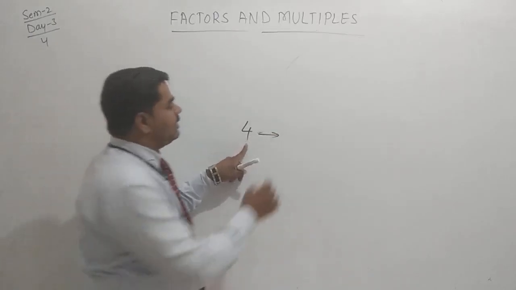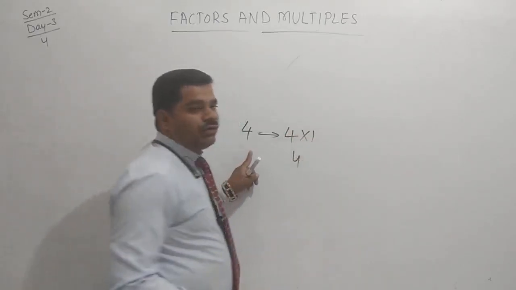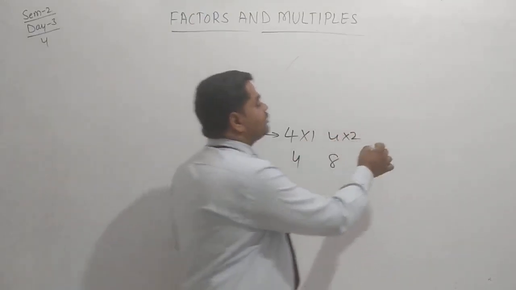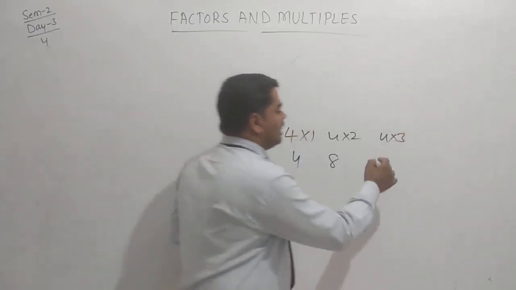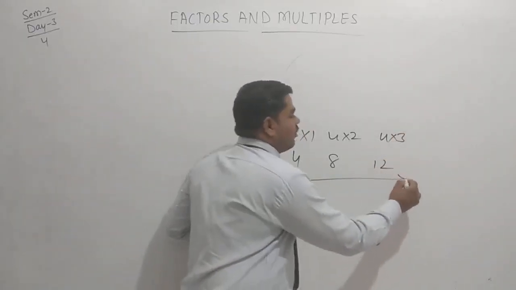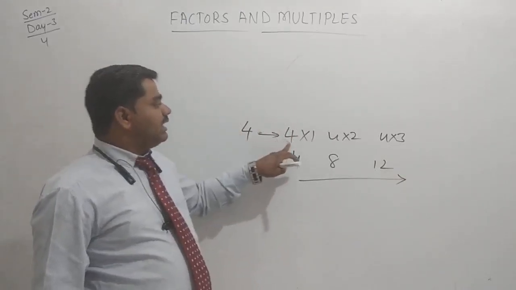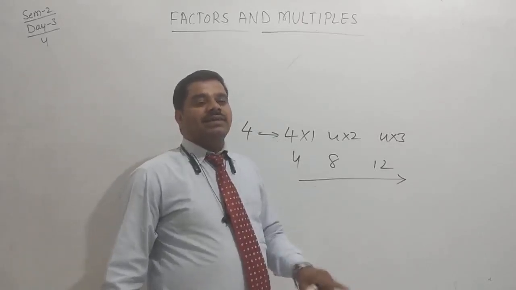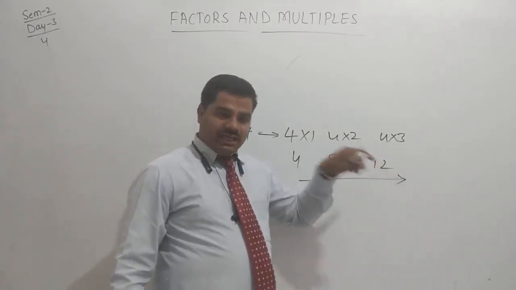By this, 4 into 1 time, we get 4. 4 into 2 times, 4 2s are 8. 4 into any number except 0. 4 into any number, 4 3s are 12. These numbers we call multiples of 4. What are the multiples of 4? If a number is multiplied by any number except 0, what product will we get? That is called the multiples.